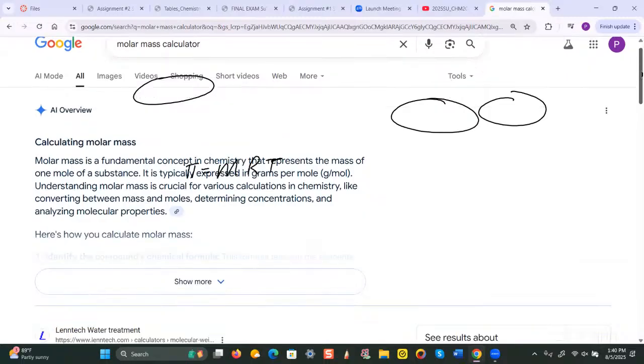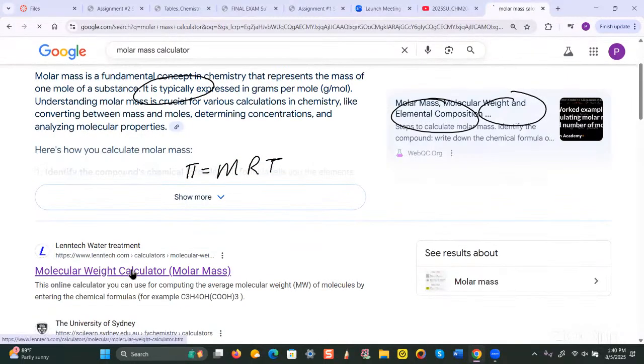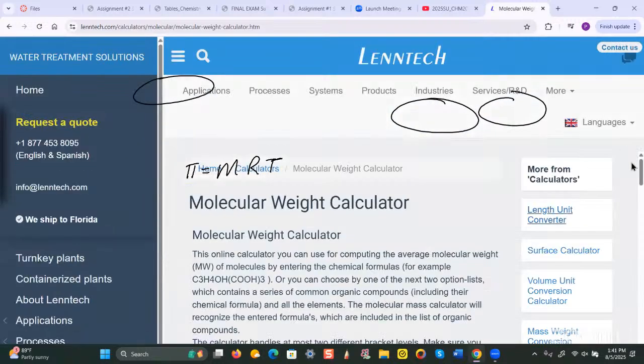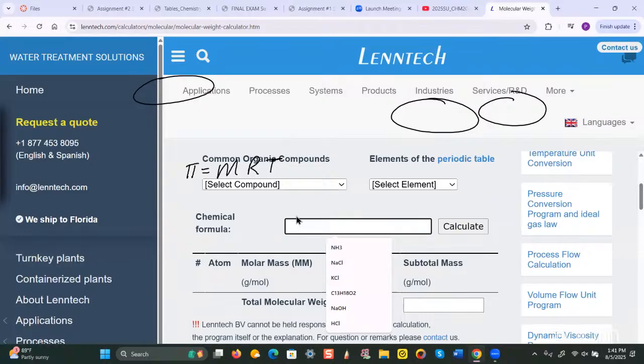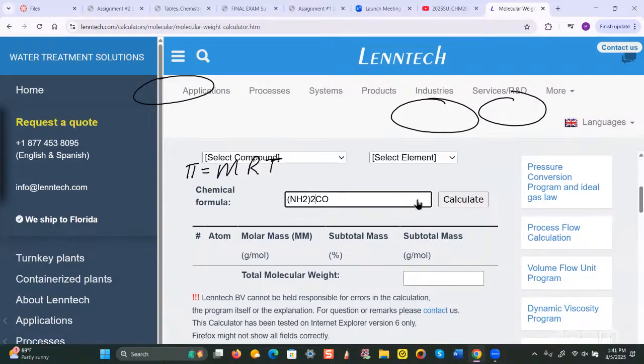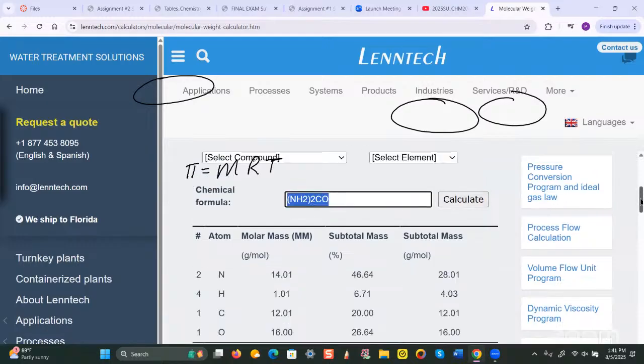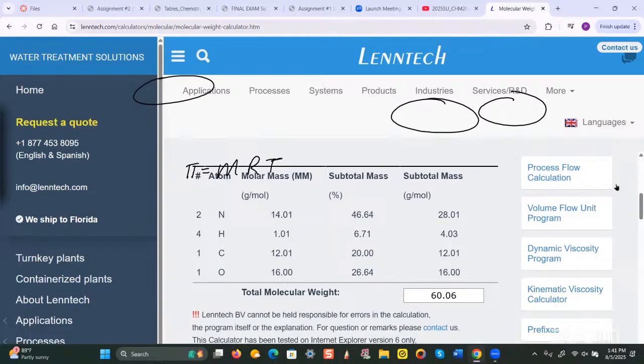To find the molar mass of urea. The formula for urea is NH2 and then 2 and then CO. I should get 2 here. And calculate. 60.06, right?